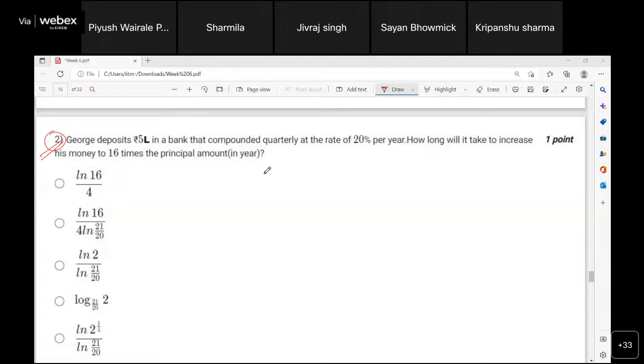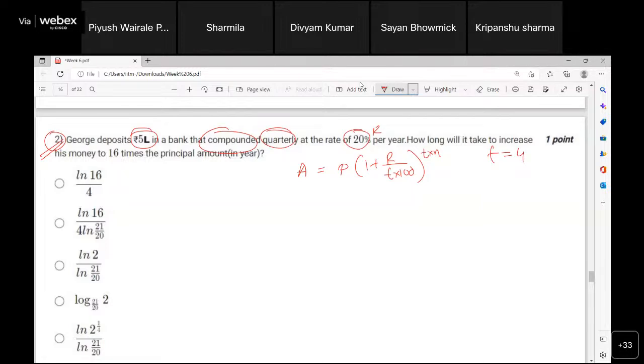Okay, anyone? So here also it is compounded, so the compound interest formula is amount equals principal times 1 plus r upon 100 times t, to the power t into n, right? So the terminology we already discussed. George deposits 5 lakh. Quarterly means t equals 4, at the rate r equals 20. How long will it take to increase this money 16 times? So A equals 16P.